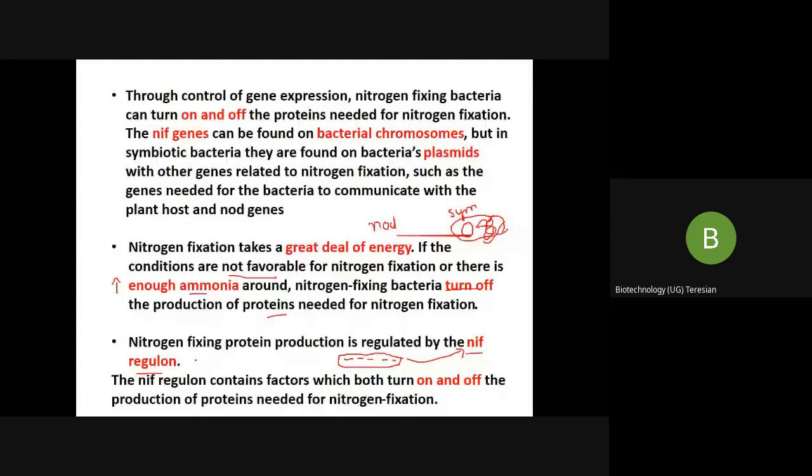So the NIF regulon contains factors which can both turn on and off the production of proteins needed for nitrogen fixation. So I have so many NIF genes. Okay, like 17 NIF genes, something is present there. Some of the functions of these NIF genes are still not known. Whatever may be your number of NIF genes present, they are all regulated by one NIF regulon. That is the meaning of this.